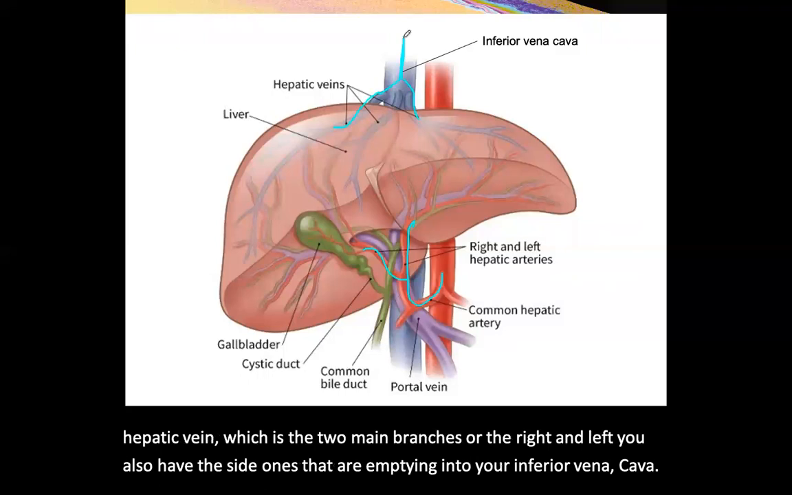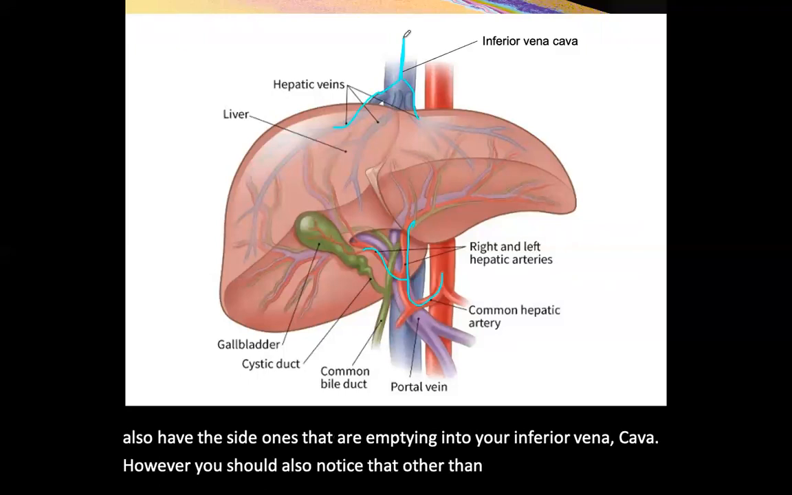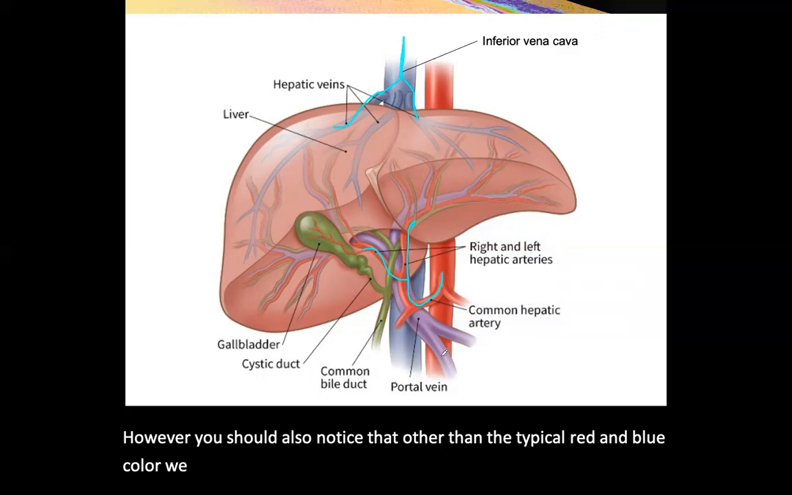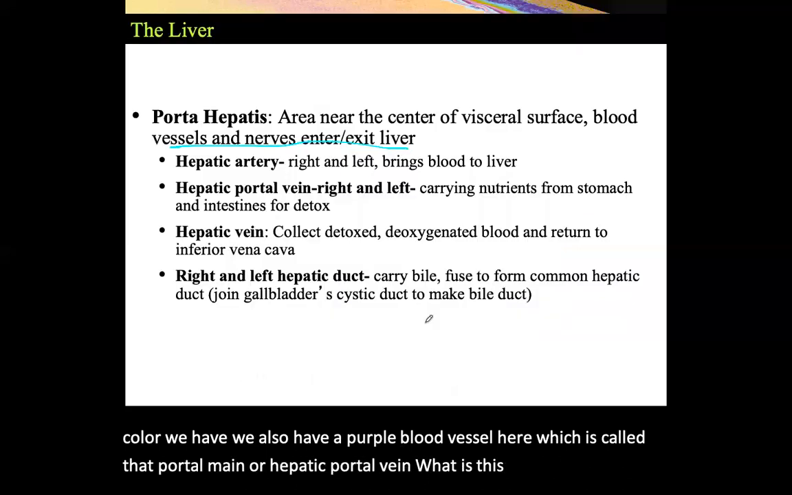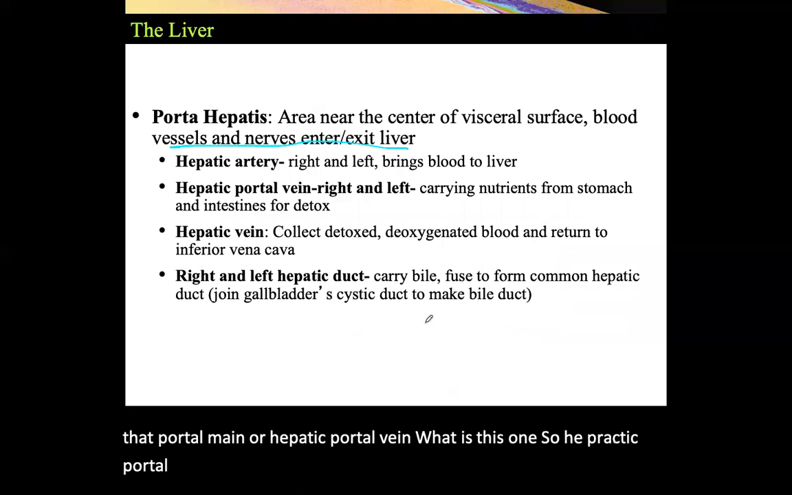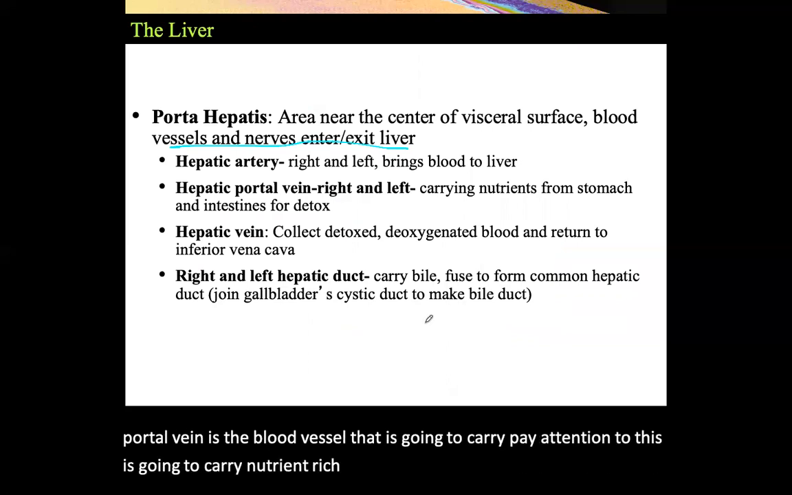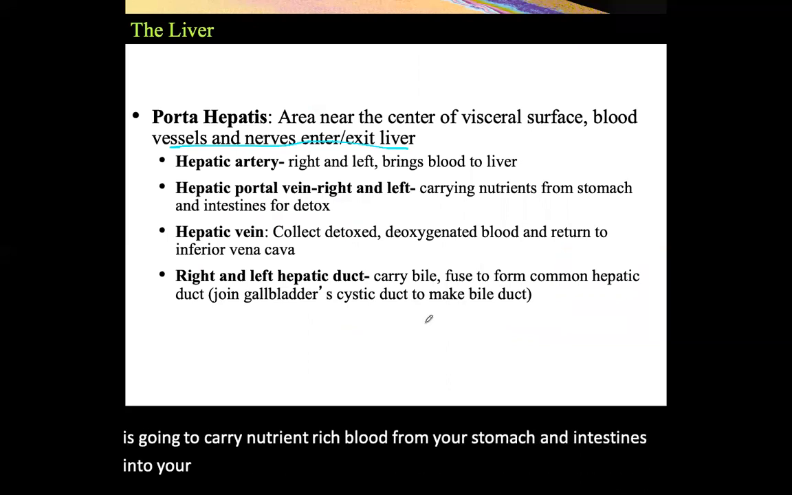However, you should also notice that other than the typical red and blue color, we also have a purple blood vessel here, which is called the portal vein or hepatic portal vein. So what is this one? The hepatic portal vein is the blood vessel that is going to carry, pay attention to this, nutrient-rich blood from your stomach and intestines into your liver for the purpose of detoxification.